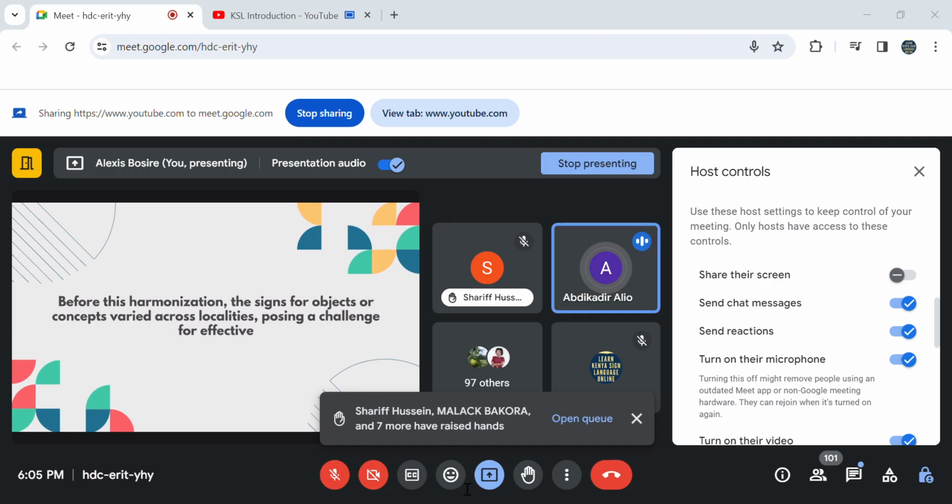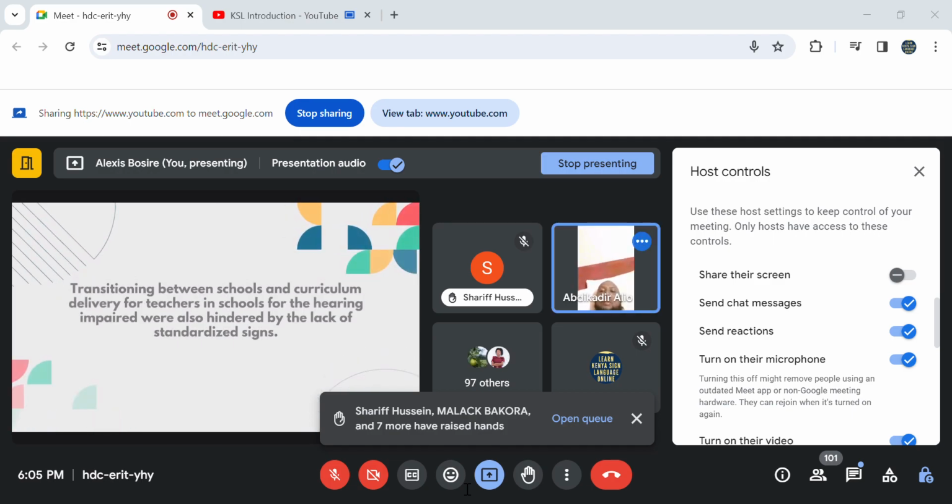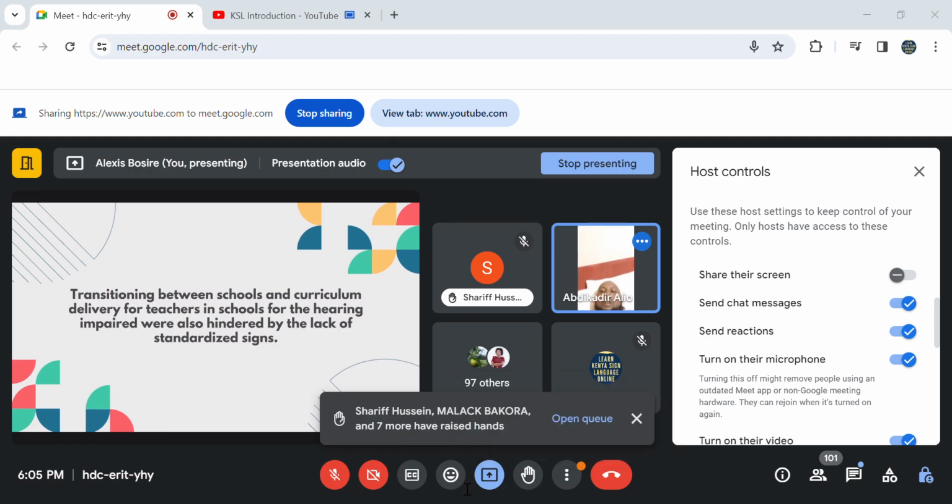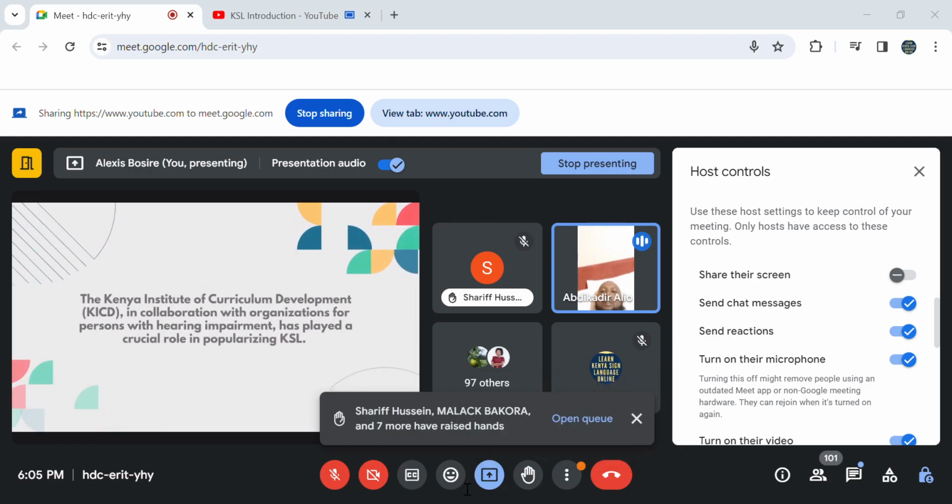Finally, there's no sound. Can we have the sound system being operationalized because we could not hear anything.